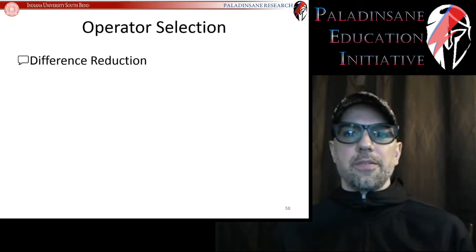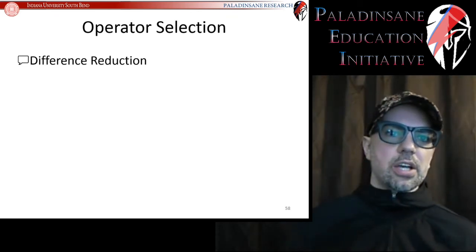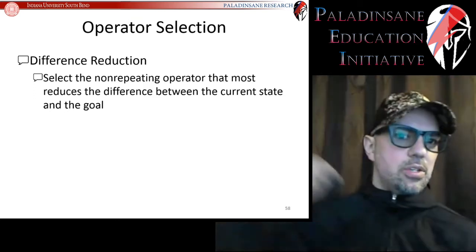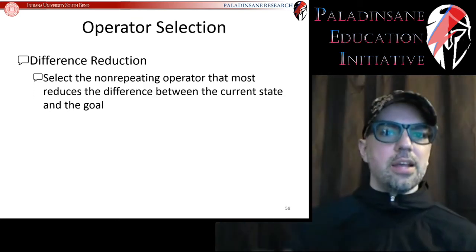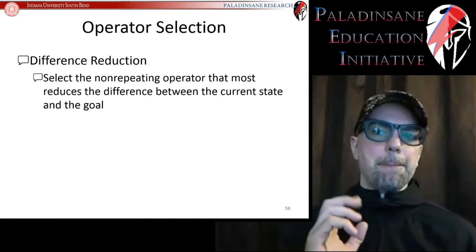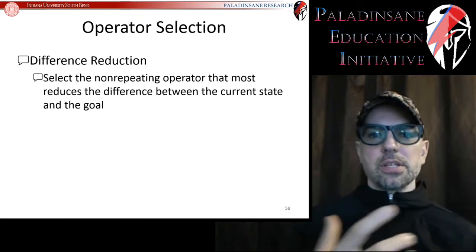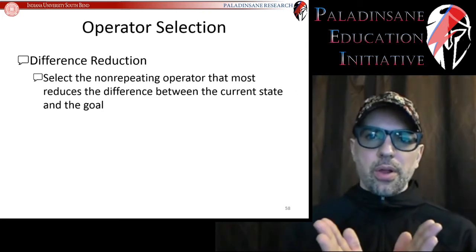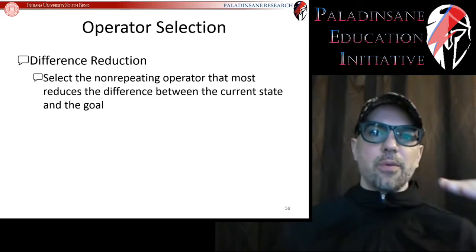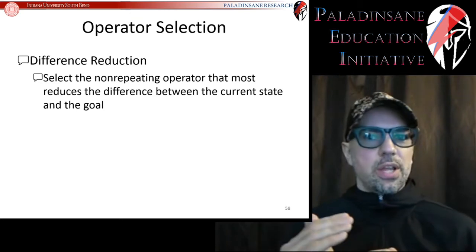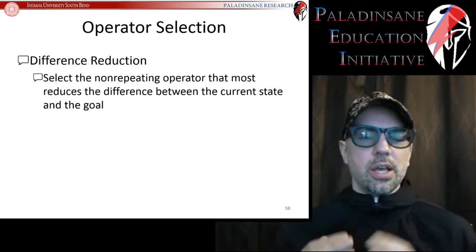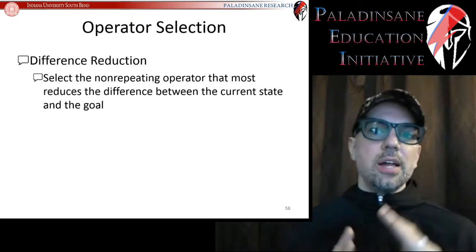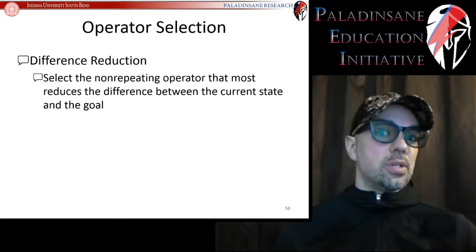We try to do difference reduction. And difference reduction is where we select the non-repeating operator, so not something that we do over and over and over again, but we choose the operator that most reduces the difference between your current state and the goal. So if you have a choice between 2 operators, one of which gets you halfway to a solution and one of which only gets you a quarter of the way to the solution, our natural tendency is to choose the one that gets us halfway to the solution, even if that leads to a dead end.